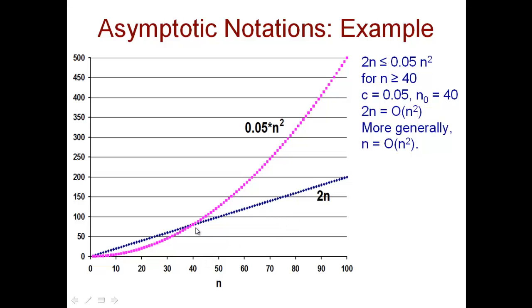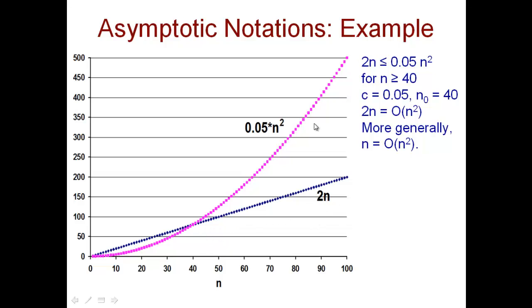You can see after a critical value of say 40, when n is 40, 2n is the same as 0.05 n square. 2 times 40 is 80. 40 square times 0.05 is also 80. So at n equals 40, both functions have the same value. Now if n is greater than 40, you can see that the 0.05 n square function starts growing larger than 2n.